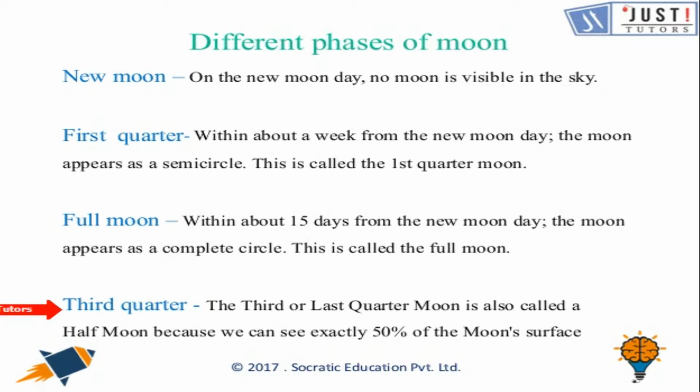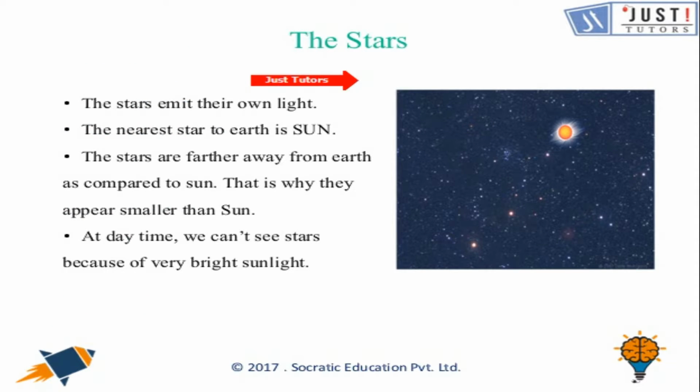Now let's talk about the stars. A star is a huge celestial body. It produces heat and light because it is full of very hot gases. The sun is the nearest star to us, and it is at a distance of about 150 million kilometers from us. And after that, the next nearest star is Alpha Centauri.